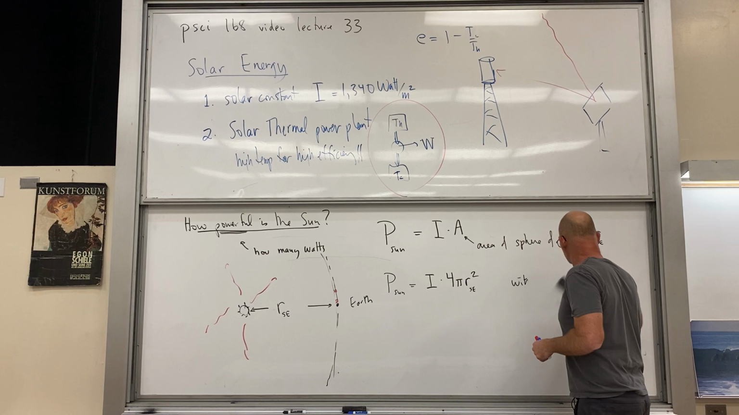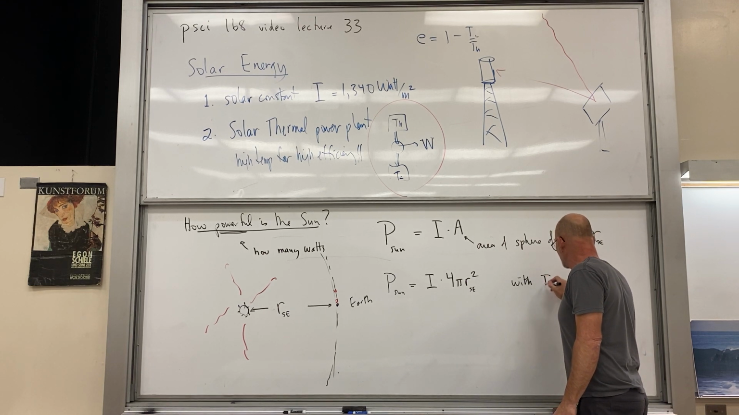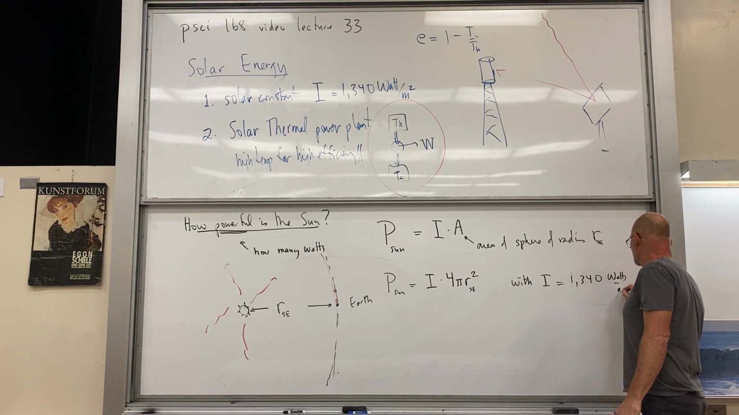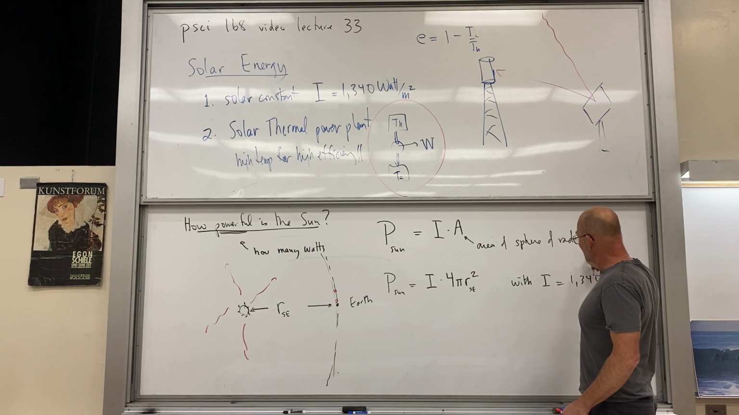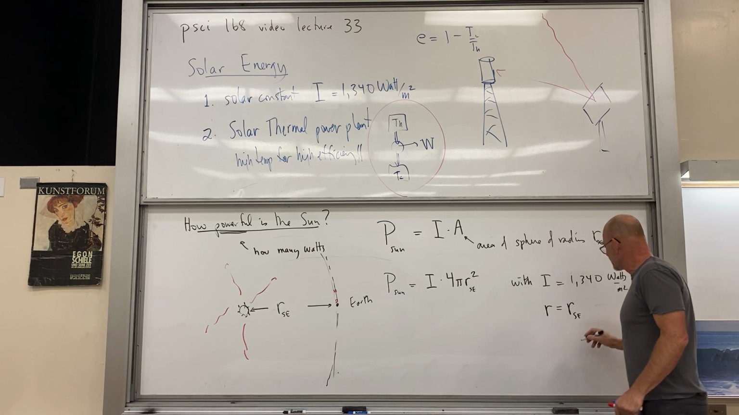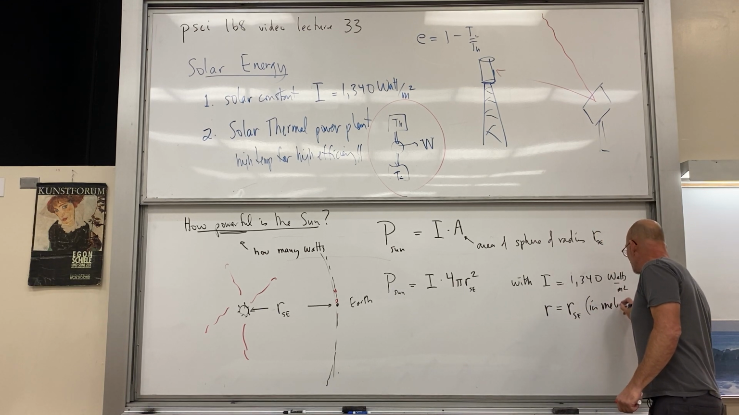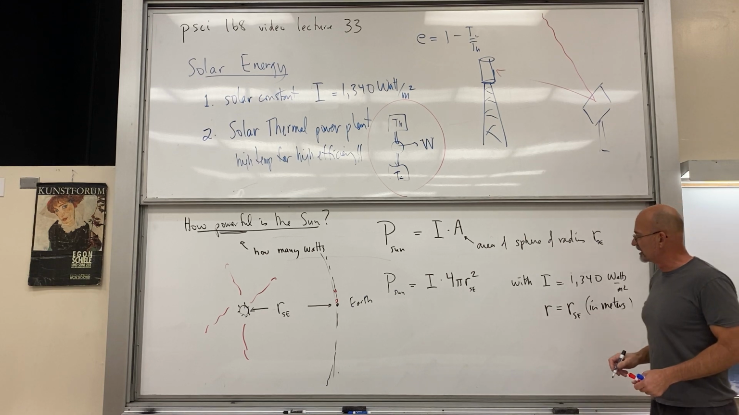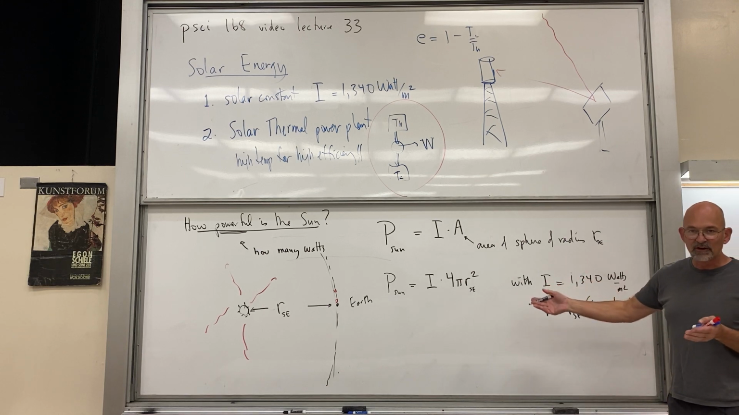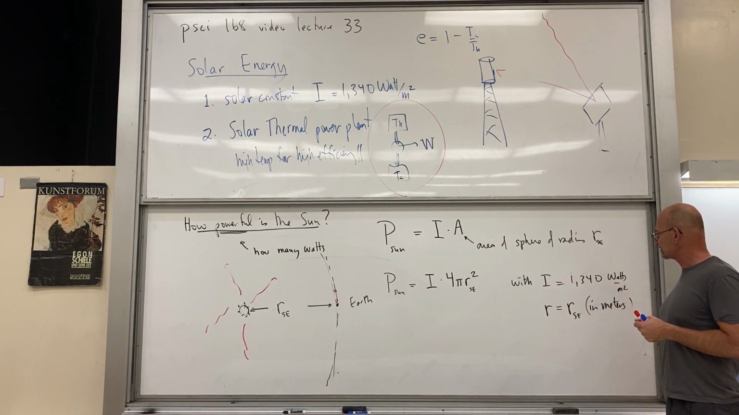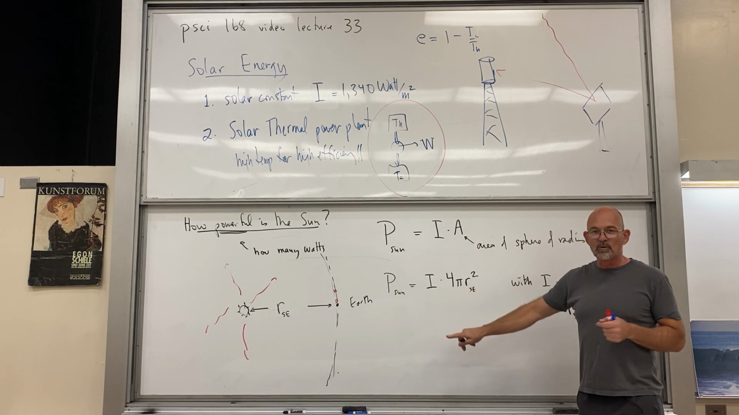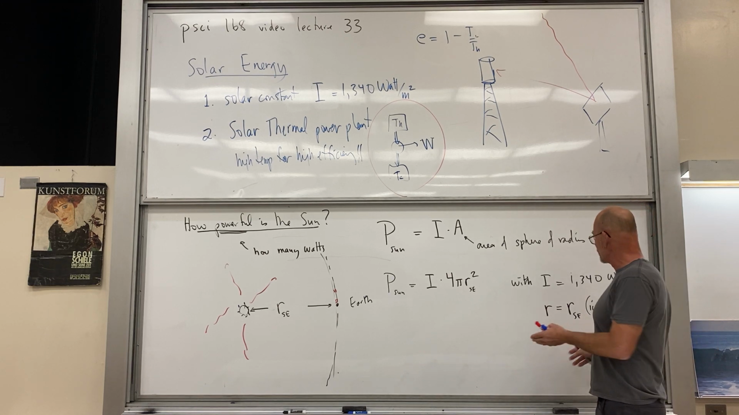Let me write this so it's readable. So with I equals 1,340 watts per square meter, and R being the distance from the sun to the earth in meters. So you could look that up. I think this is a good one for you guys to look up and find out for yourself. This is going to be a very large number, and you're of course going to want to use your powers of 10.